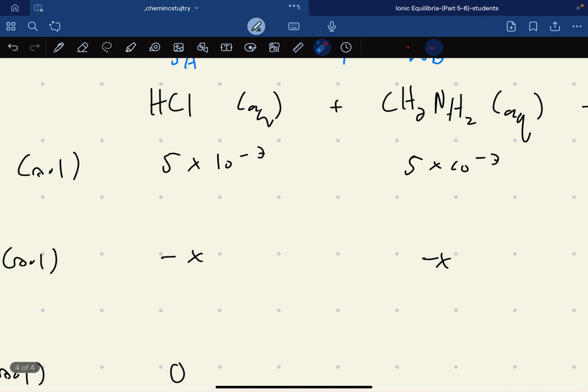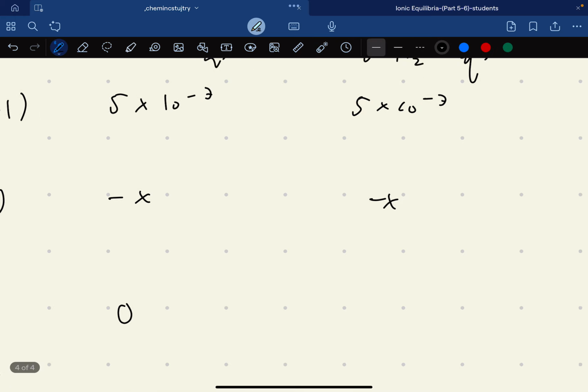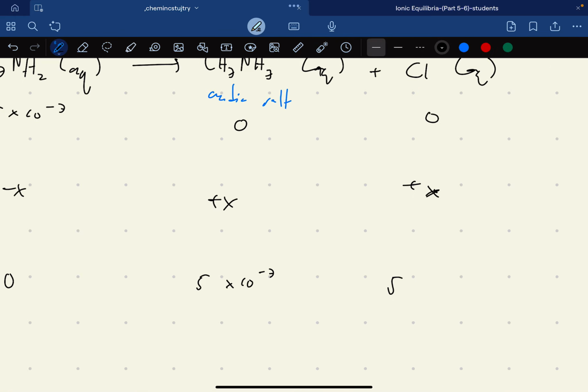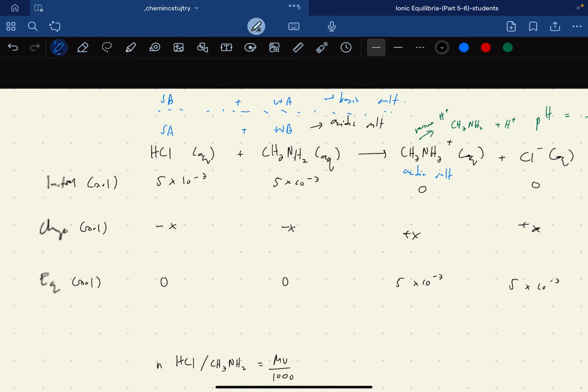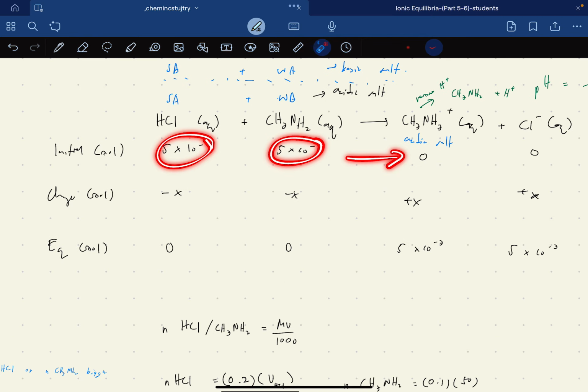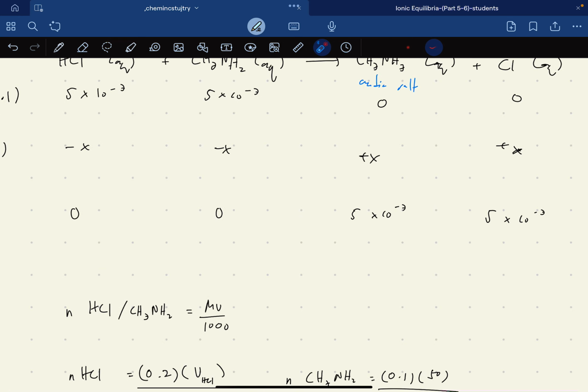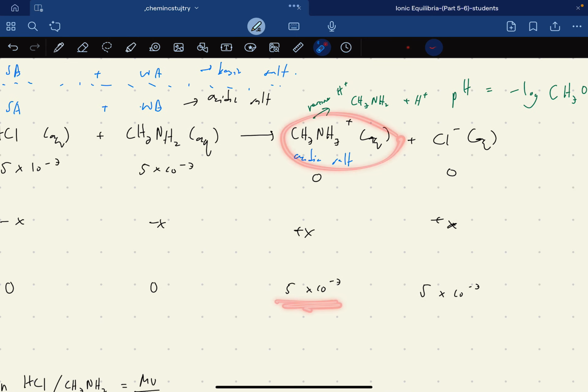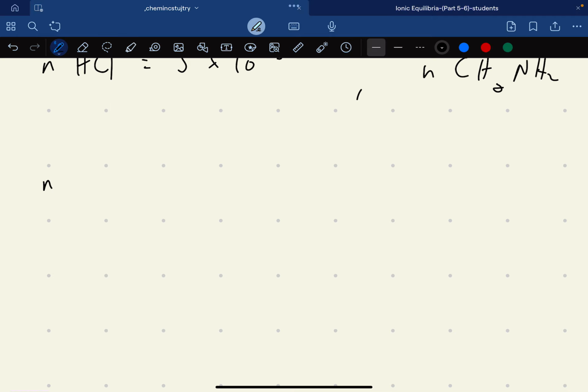These are all our ingredients. So we use HCl. We use CH3NH2, and since they are the same amount, we get 0. And then this one is 5 times 10 to the power negative 3, this one 5 times 10 to the power negative 3, because all of these ingredients we use to make these two things, CH3NH3+ and Cl-. So from the analysis we get the mole of this thing. Since now we know the mole of CH3NH3+, now we can find the concentration.